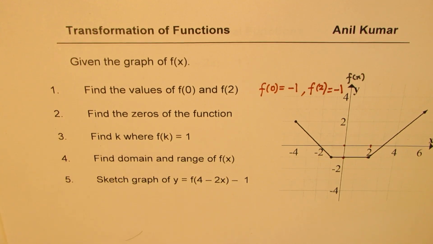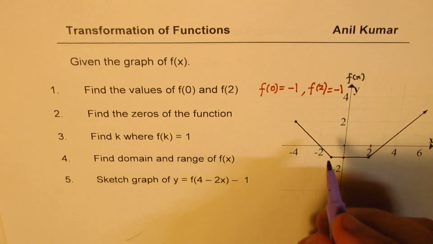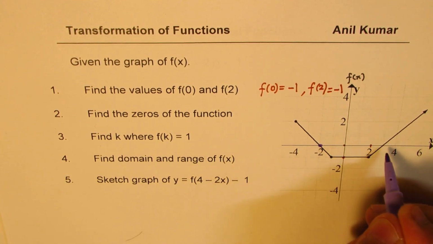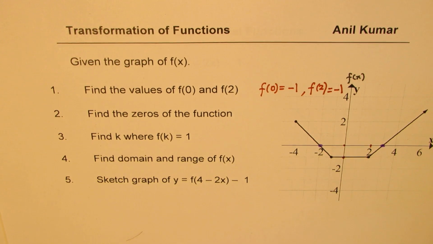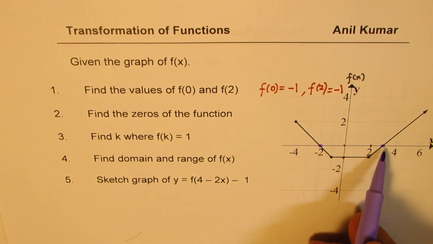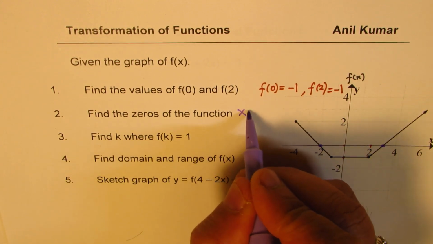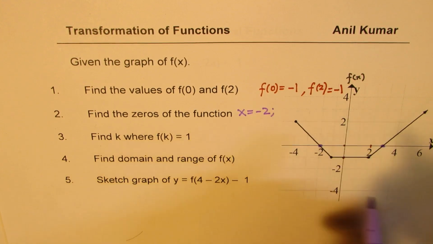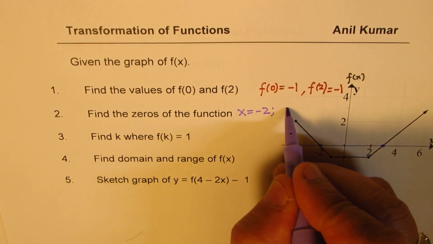Second question is to find zeros of the function. Zeros are the points where the graph of the function crosses the x-axis. So these are these 2 points. So it has 2 zeros. One is at x equals minus 2. The other one is at x equals 3.